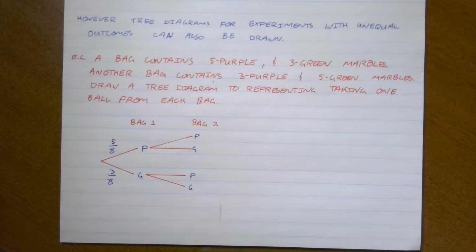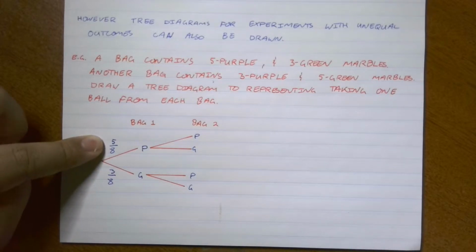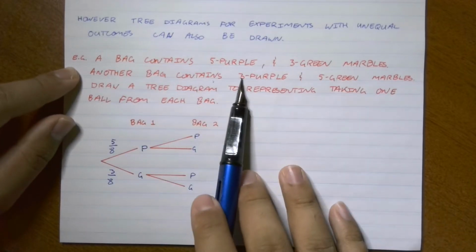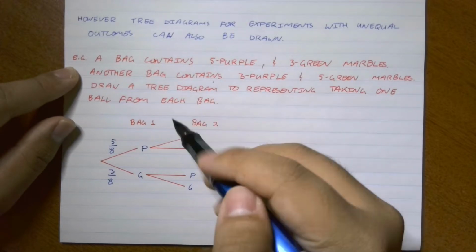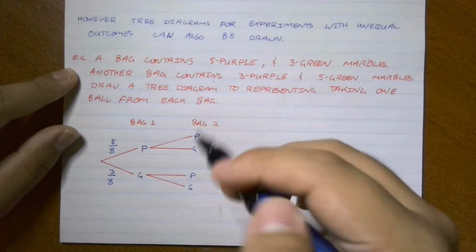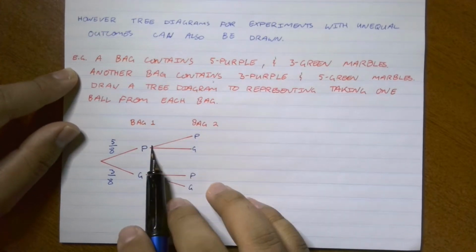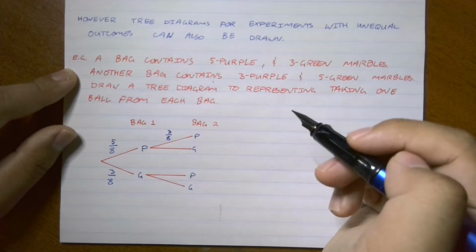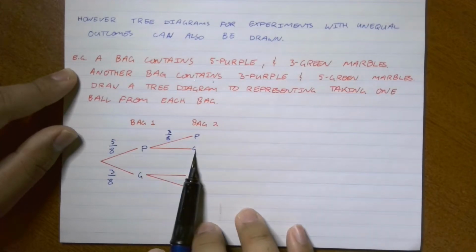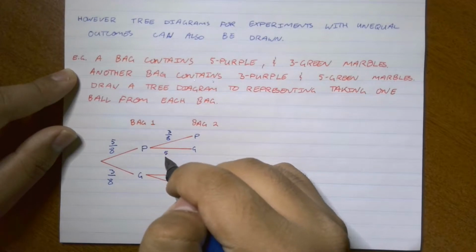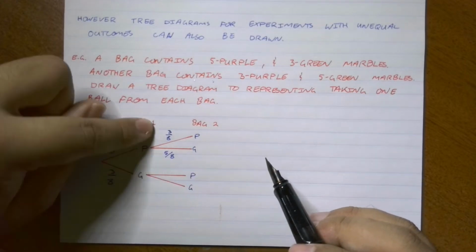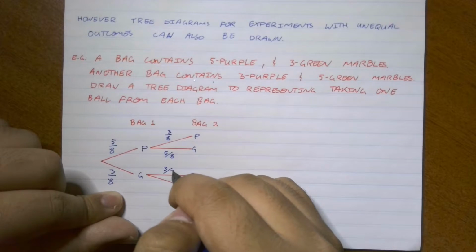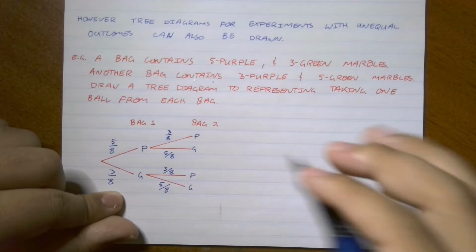Now be very careful, because a lot of students rush to say, oh, if that's 5 out of 8, this is also 5 out of 8. However, in the second bag, bag number 2, there are 3 purples out of a total of 8, so the probability of getting a purple from bag 2 is 3 out of 8, and the probability of getting a green from the second bag is 5 out of 8. And the same will apply to the other branches. So this is also 3 out of 8, and that is 5 out of 8.